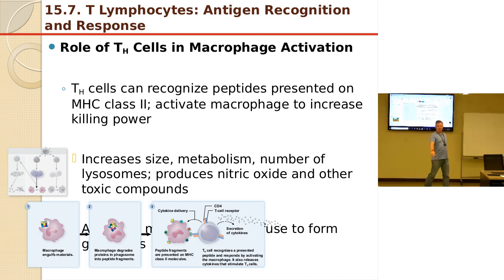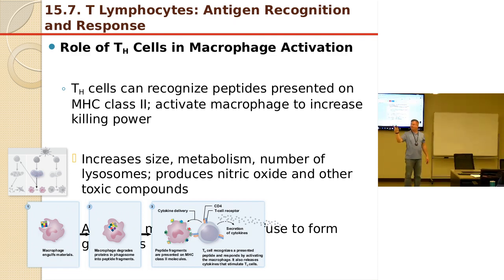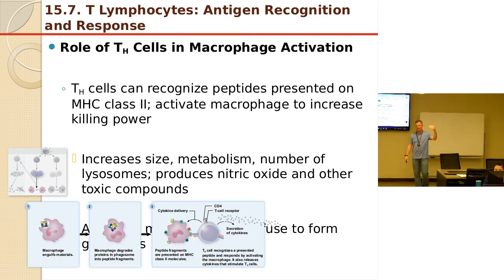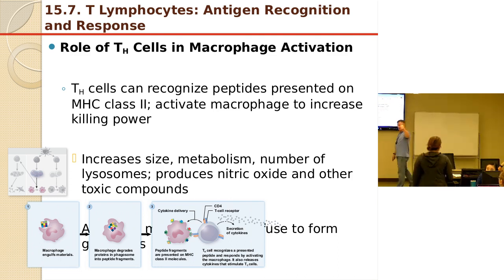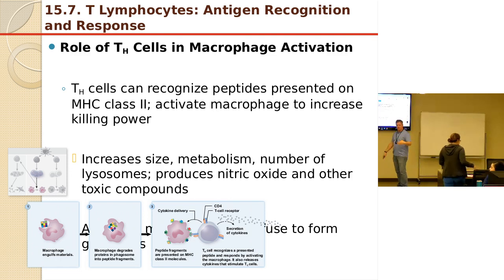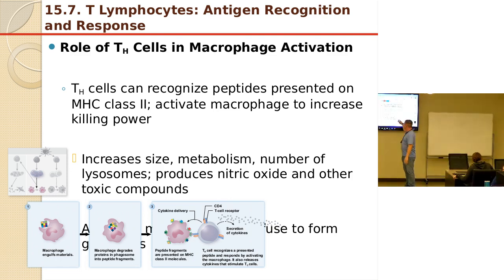So the role of the T helper cells in macrophage activation, like I said, it's just one of the other things that the CD4s do once they have recognized the MHC class 2, they become activated. CD4 is doing multiple things. One, it's telling the B cells to become activated. It's also telling the macrophages to become activated.